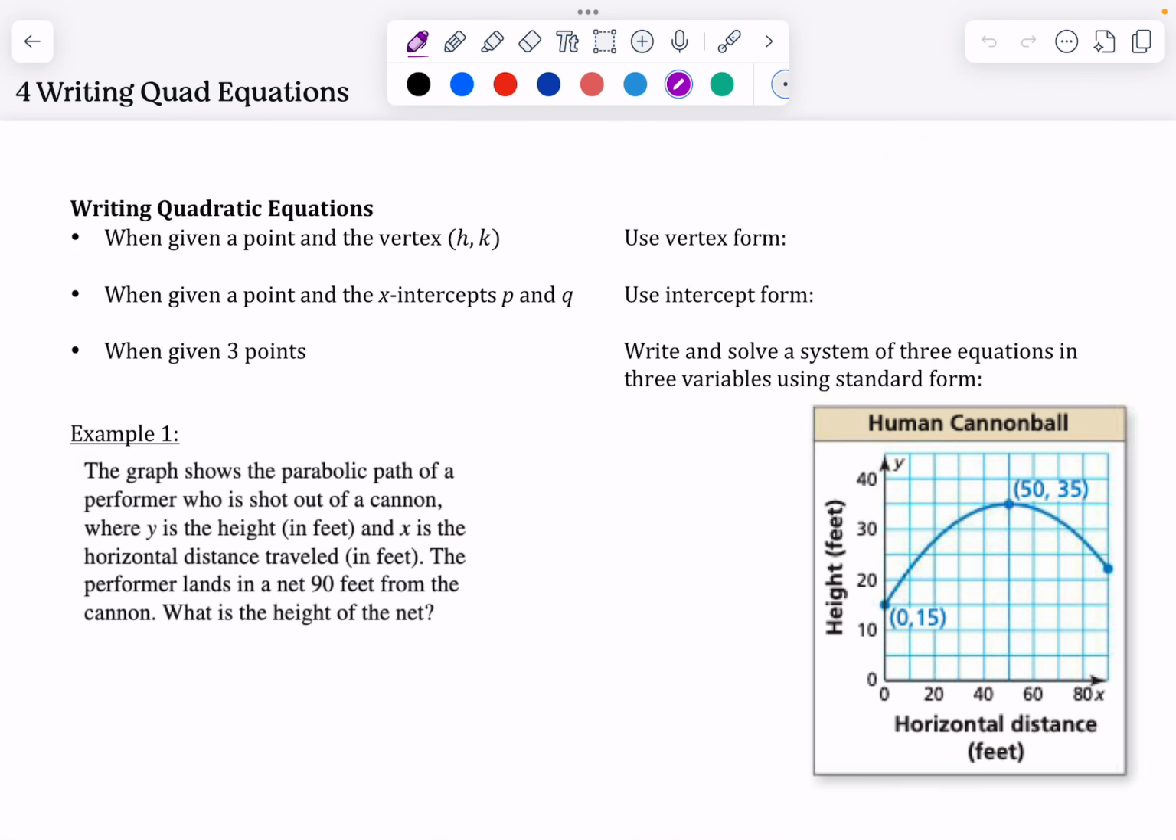Okay, so this lesson is called Modeling with Quadratic Equations. So this lesson is going to be all on writing the rule of a quadratic function based on given information.